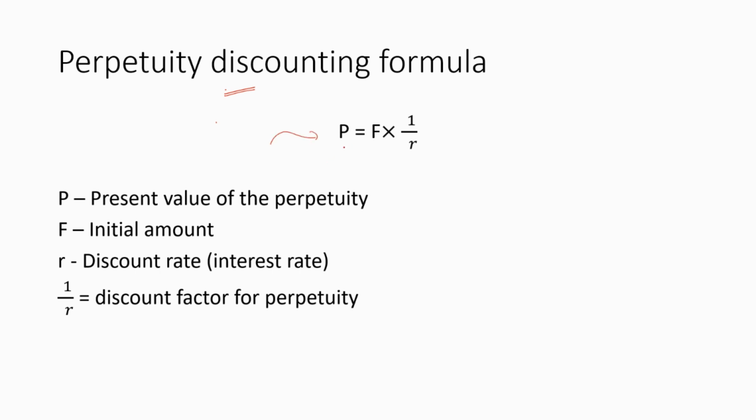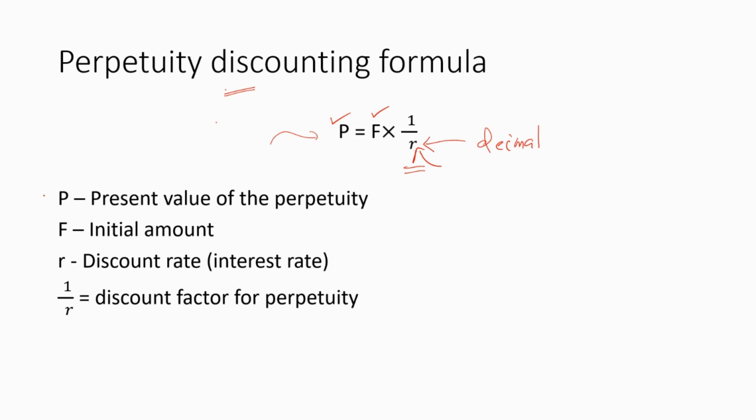This is really simple. The present value of the perpetuity equals the initial amount multiplied by 1 over R. R is the discount rate. This is an interest rate. This calculation is really simple, but always remember to convert the percentage value in the denominator into a decimal. Students will get these easy questions incorrect because without thinking they will put the percentage value into the denominator. You have to convert the percentage into a decimal value. It is very important.